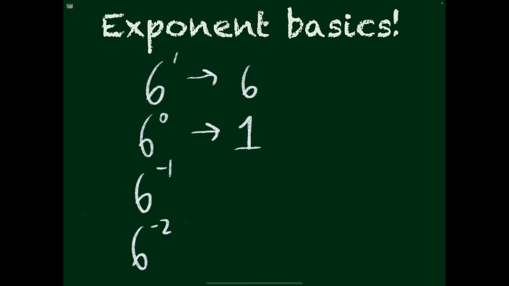And 6 to the negative 1, what happens is it flips into the denominator. So this is really 1 over 6 to the 1st power. Okay, it gets flipped into the denominator. Basically, as we're going down this way, we're dividing by 6, because it's a power of 6. And the next one, 6 to the negative 2nd power, would be 1 over 6 to the 2nd power. It gets flipped into the denominator because we're dividing by 6.